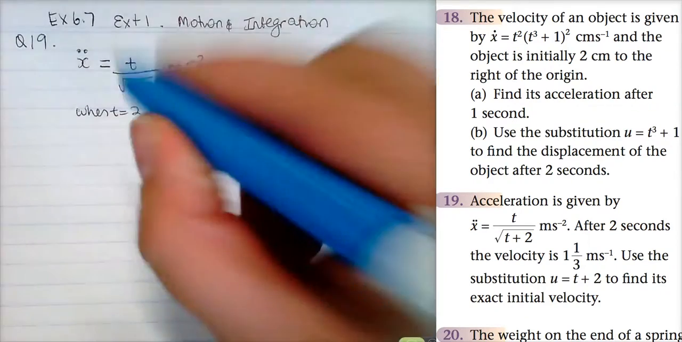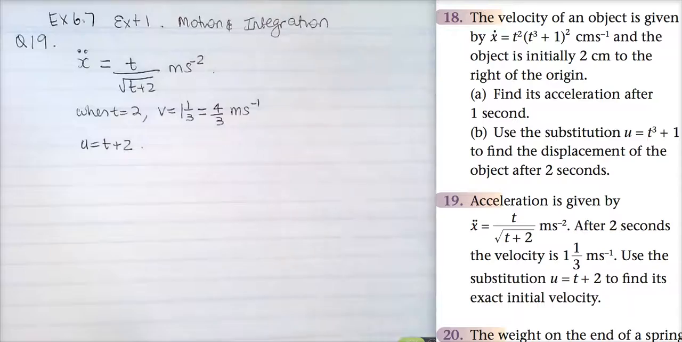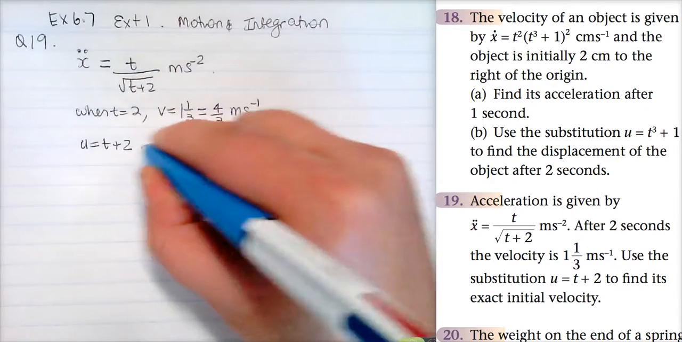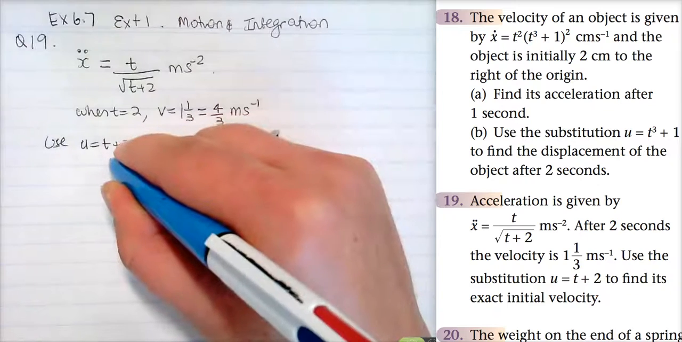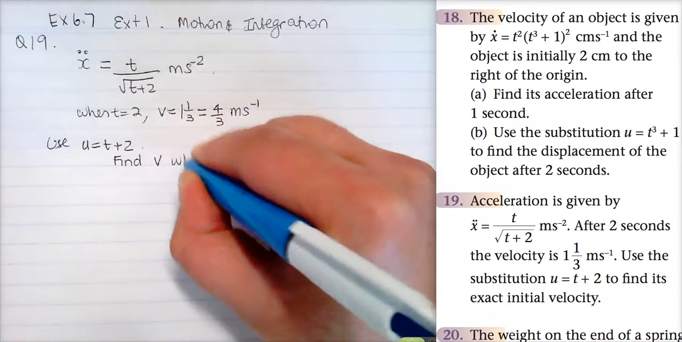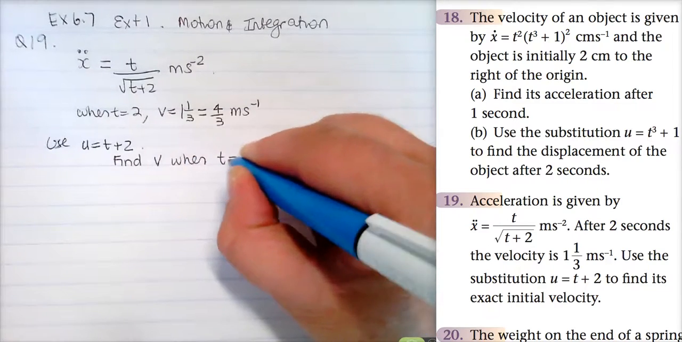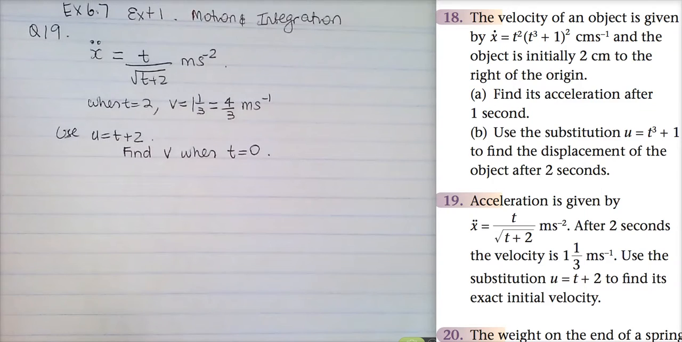Use the substitution u equals t plus 2 to find initial velocity. So using that, use that. And we want to find v when t equals 0. That's what we're doing. That's our question. So we've got our information. We're going to use the substitution u equals t plus 2. I know how much you guys love this.